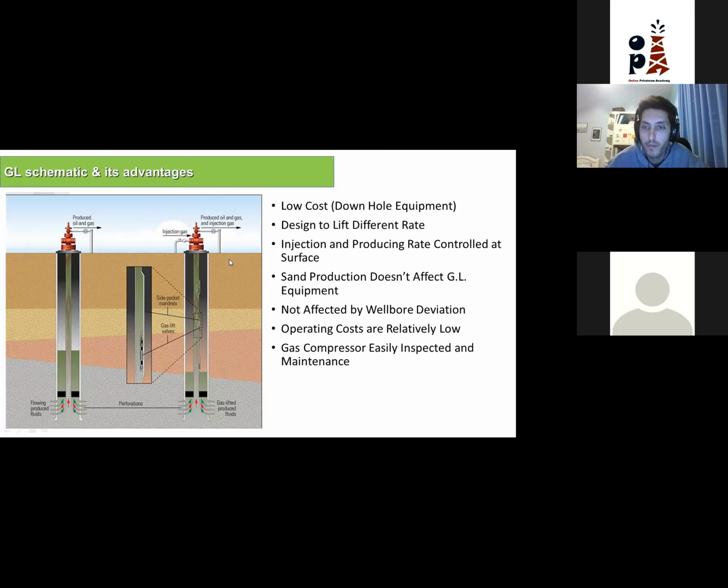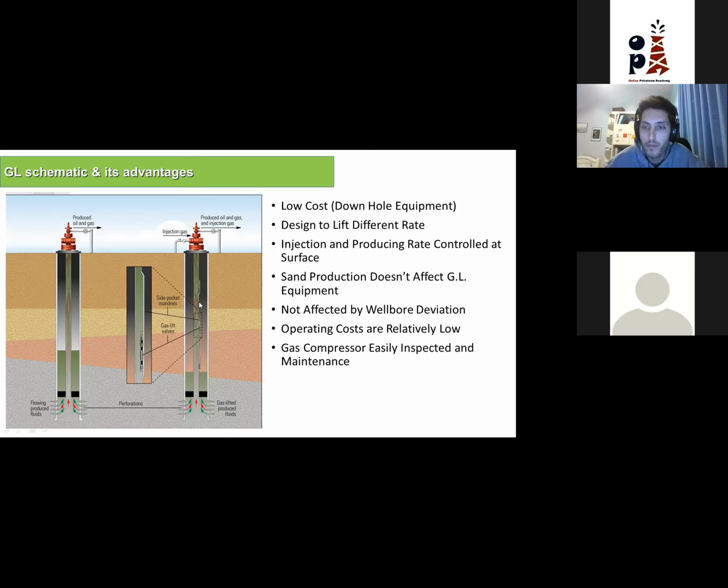The benefit of the gas lift is low cost. I don't need equipment here. The only change I made to the tubing is something called a mandrel, a bigger size at certain places, and I introduce a valve. This valve is normally cheap, and we will talk in detail about it. If I want to change this valve, I can go with slickline, which is very cheap, and change it with another valve. I can control at the surface the rate at which I inject my gas, and I can also control my production rate. If I have sand production, it's not a big deal. Also, it's very tolerant to deviation. In GAPCO, we have wells with 90-degree deviation, no problem. The operating costs are relatively low.